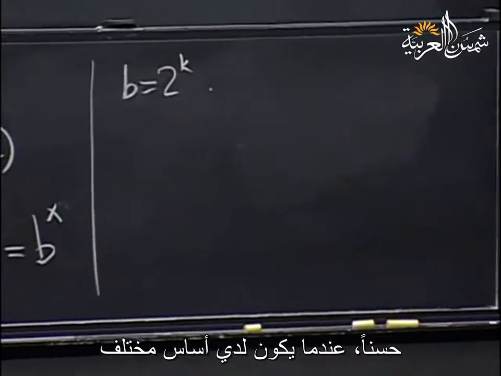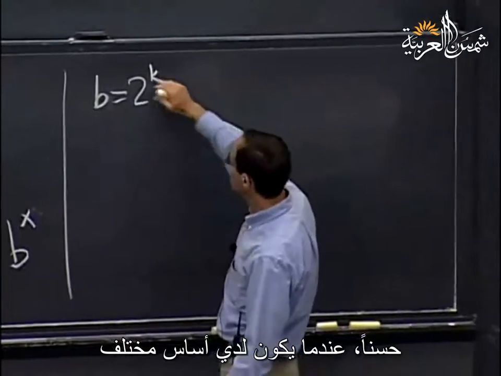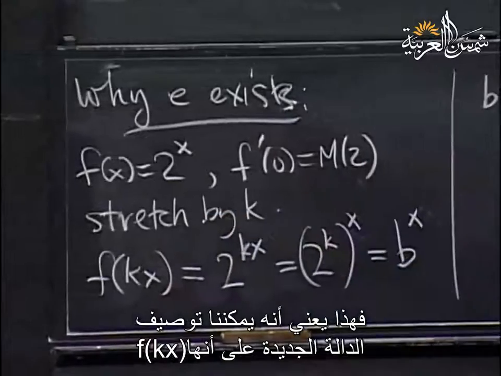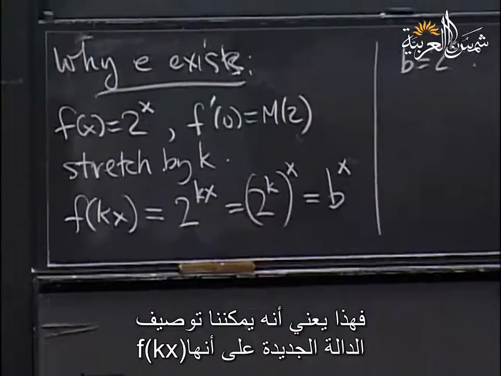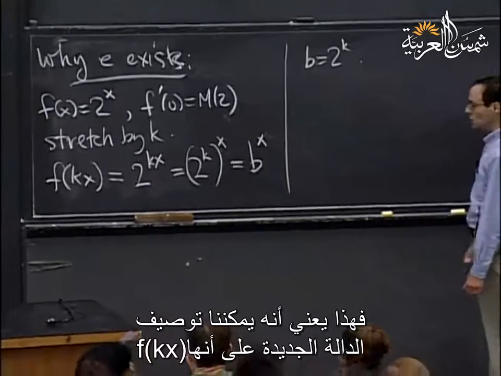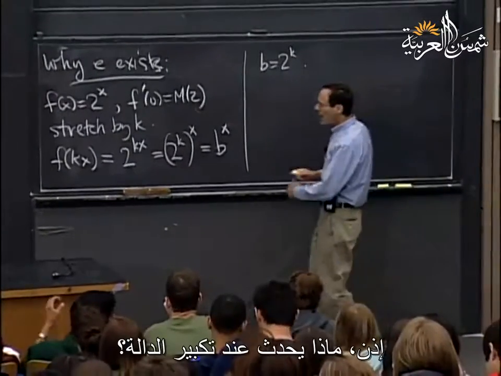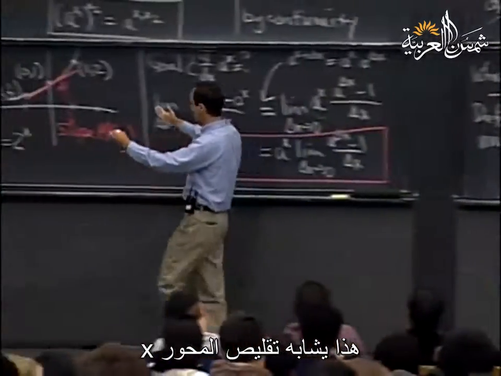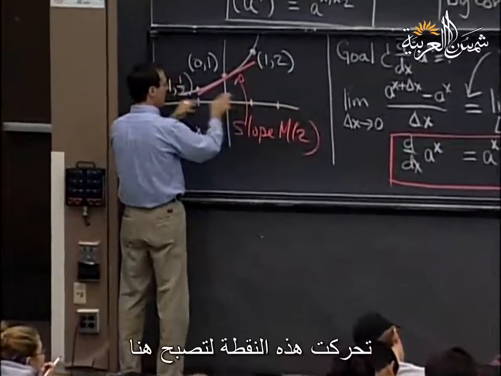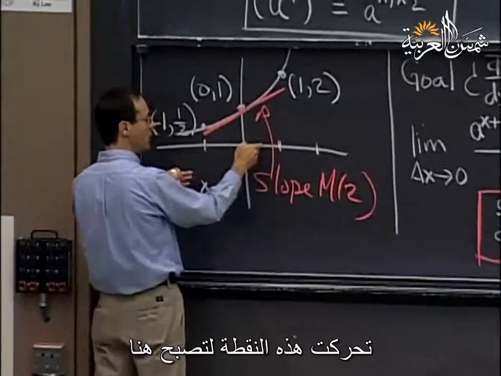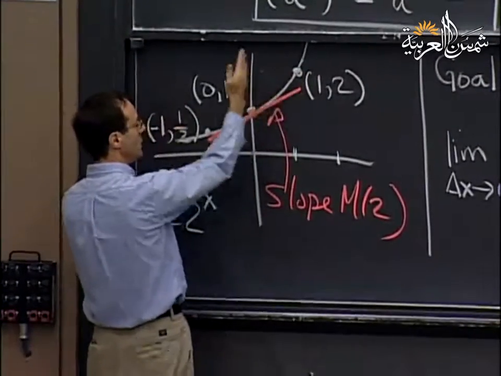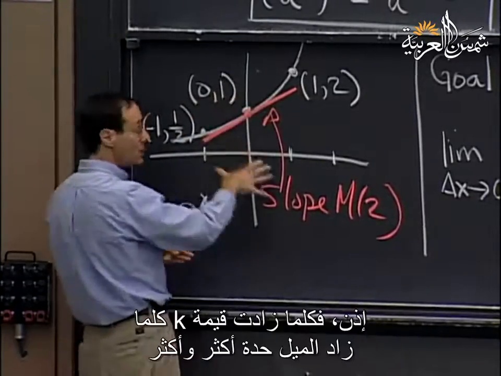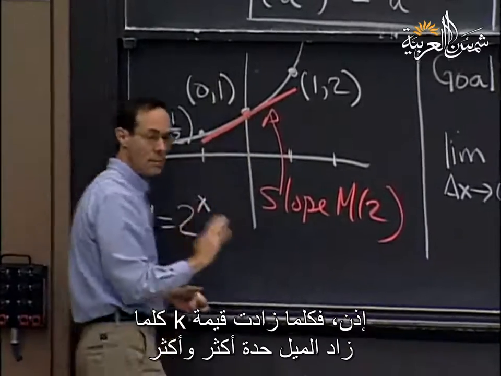All right, so whatever it is, if I have a different base, which is expressed in terms of 2 being of the form 2 to the k, then that new function is described by this function f of kx, the stretch. Now, what happens when you stretch a function? That's the same thing as shrinking the x-axis. So when k gets larger, this corresponding point over here would be over here, and so this corresponding point would be over here. So you shrink this picture, and the slope here tilts up. So as we increase k, the slope gets steeper and steeper.